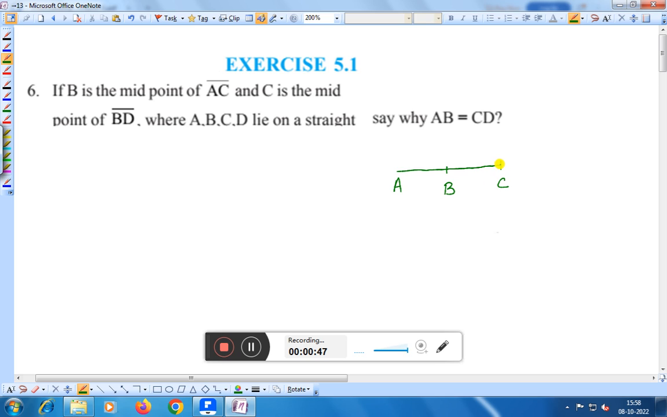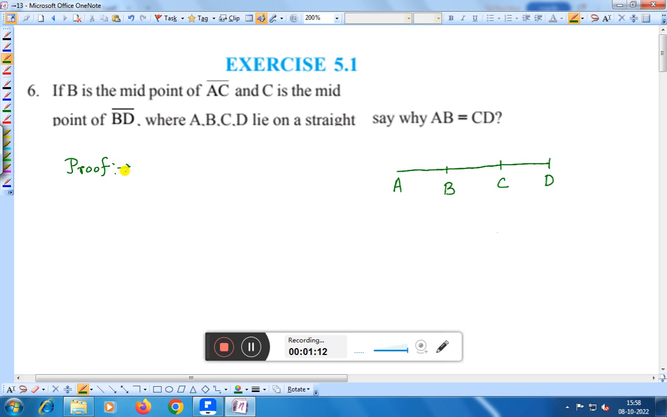Then we will extend another line here, that is up to D. And here C is the midpoint of BD, where ABCD lie on a straight line. Say why AB is equal to CD. Let us prove this. We will prove that AB is equal to CD. This is the proof.